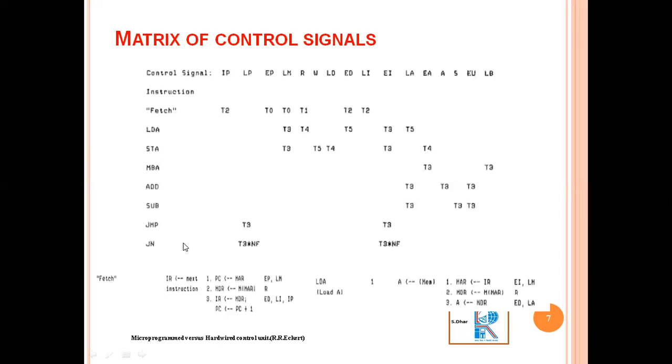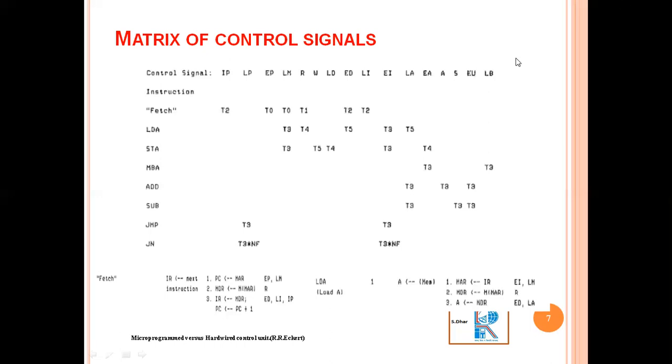In this way, you can generate all the signals for the different time periods. Only one thing is wrong here. Instead of T3, it should be T4 here. Make sure that it should be T4 and T4. That means load accumulator will be at T4, not at T3. Addition will be done at T3, but the accumulator will be loaded at T4. Subtraction will be done at T3, and the accumulator will load at T4. So this is the wrong one.